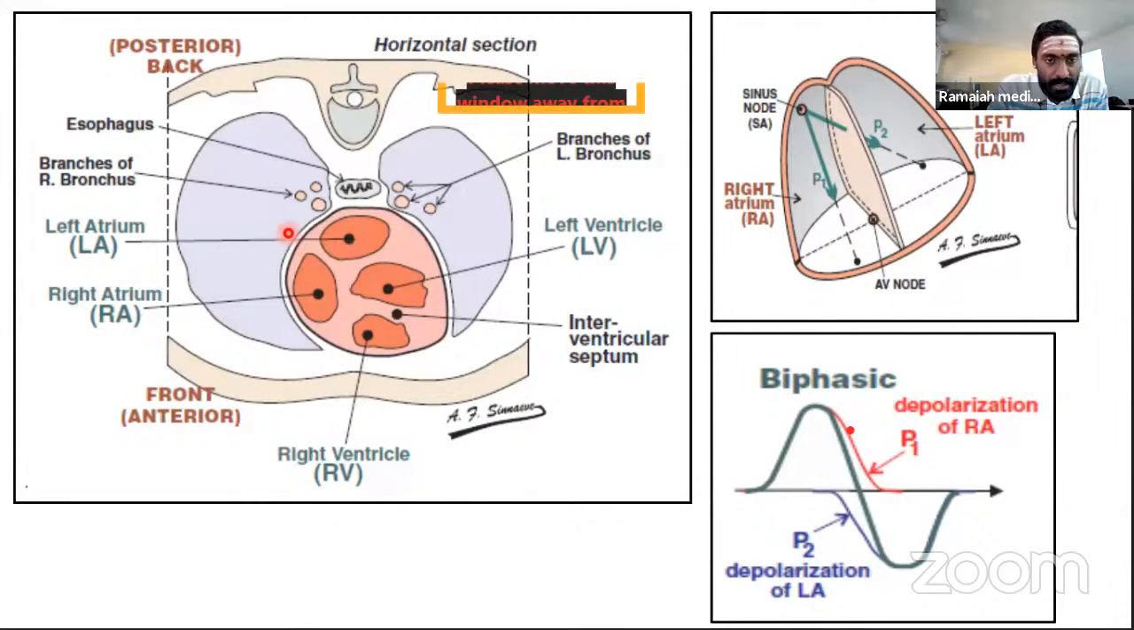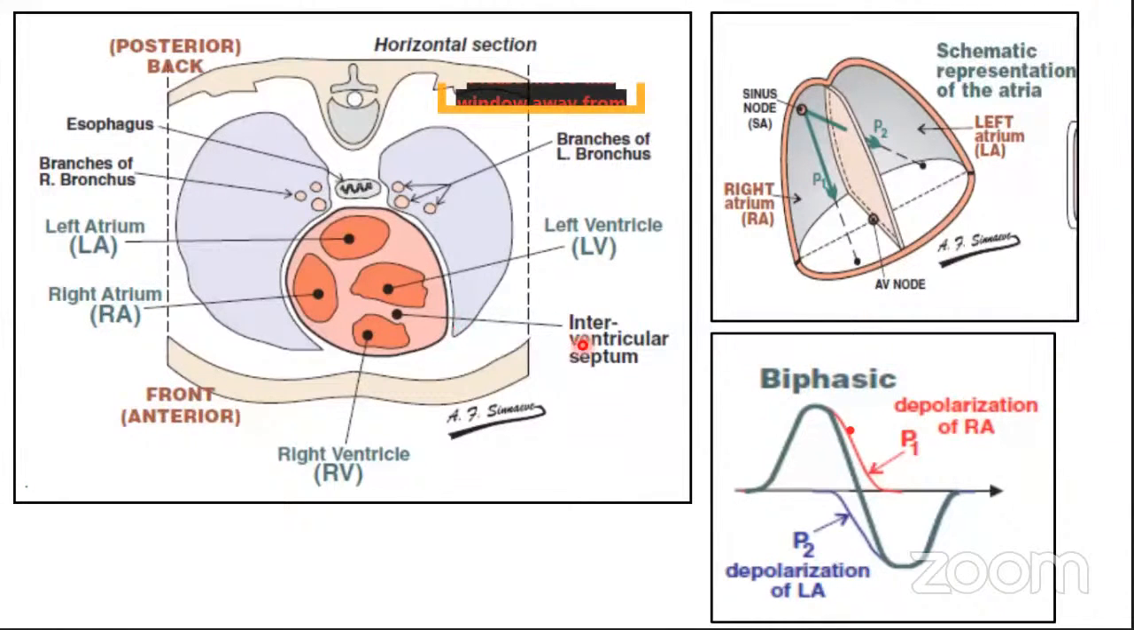The initial deflection from the SA node will initially activate the right atrium, so it's a positive wave coming towards me. So you're going to get a positive deflection in the initial part of the V1. After that, the electrical impulse goes from the right atrium to the left atrium. The left atrium, as you remember, is placed most posteriorly. Because the electrical activity is going to go away from it, you are going to get a negative deflection. That is why the P wave in lead V1 and V2 is usually biphasic.